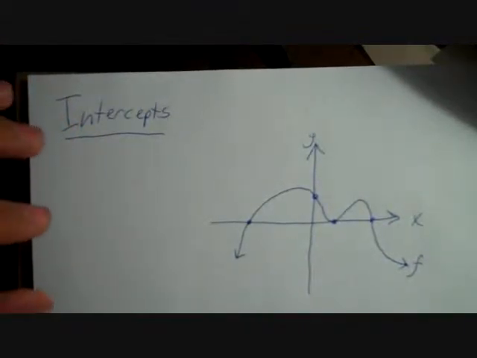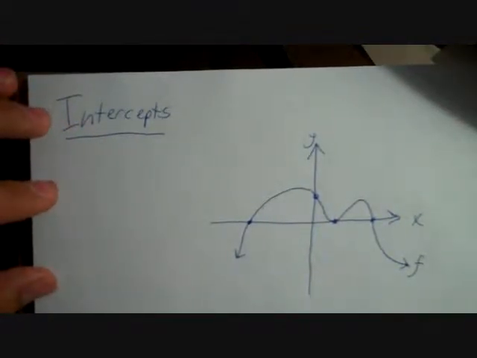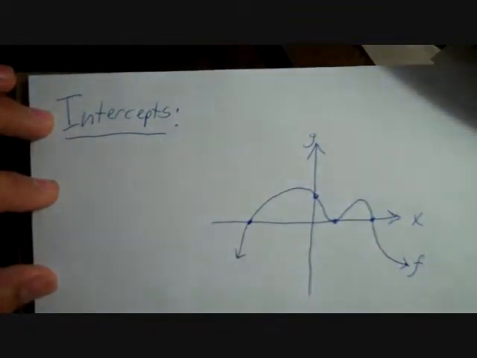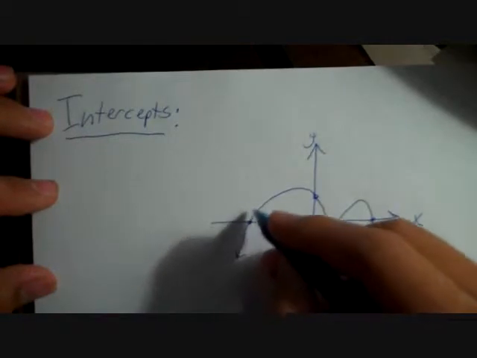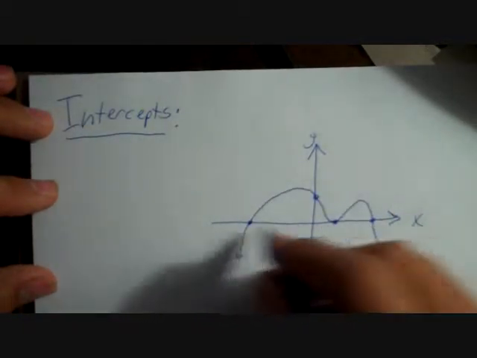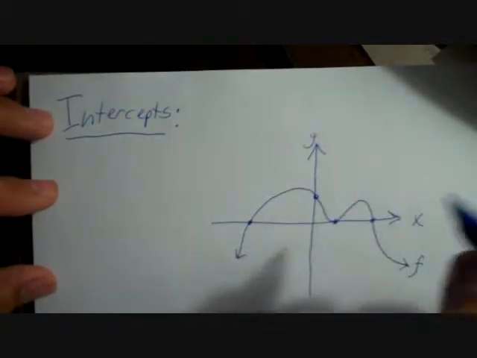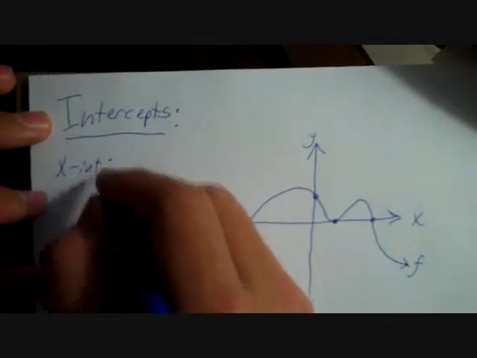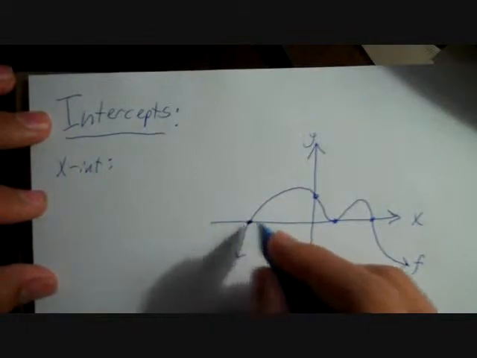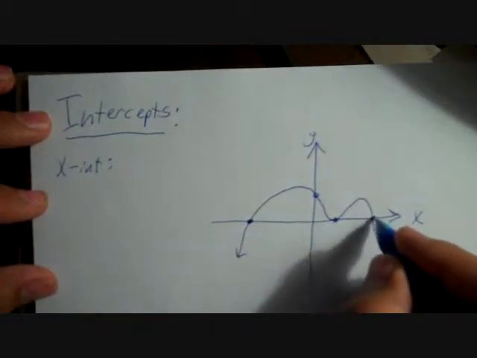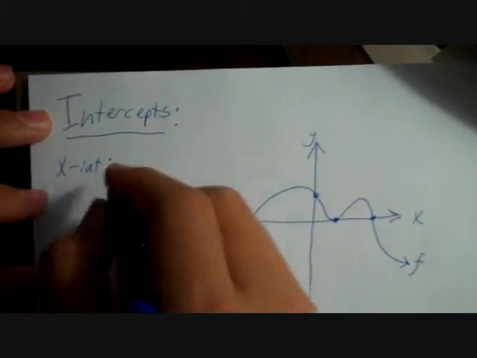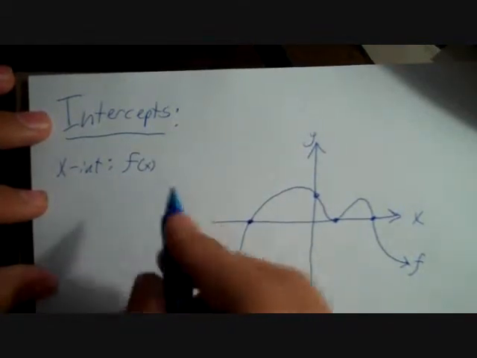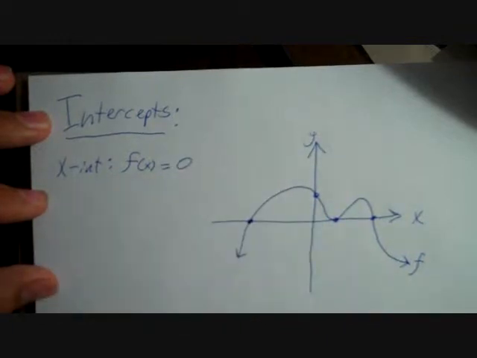Alright, so one of the most basic things you need to know for curve sketching is about intercepts. And intercepts are exactly that. They're places where the curve intersects either one of your axes. So an x-intercept is where your curve crosses your x-axis. So where your curve crosses your x-axis, your function, say function f, will equal 0.